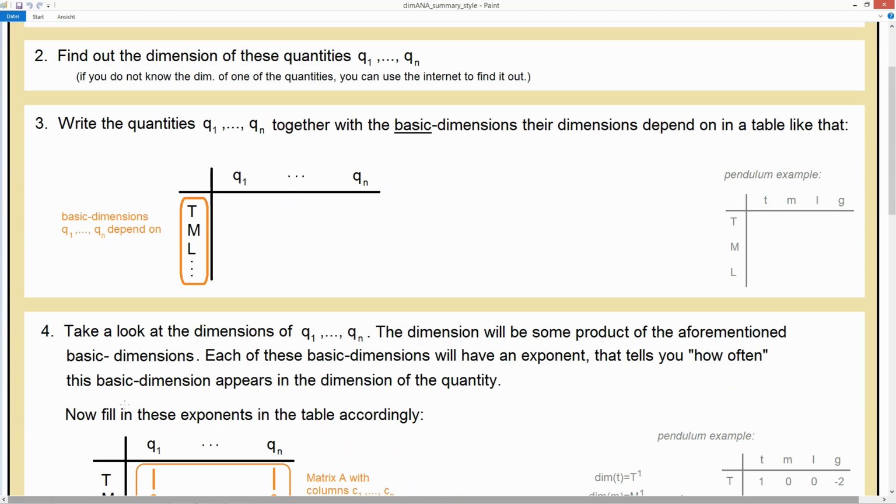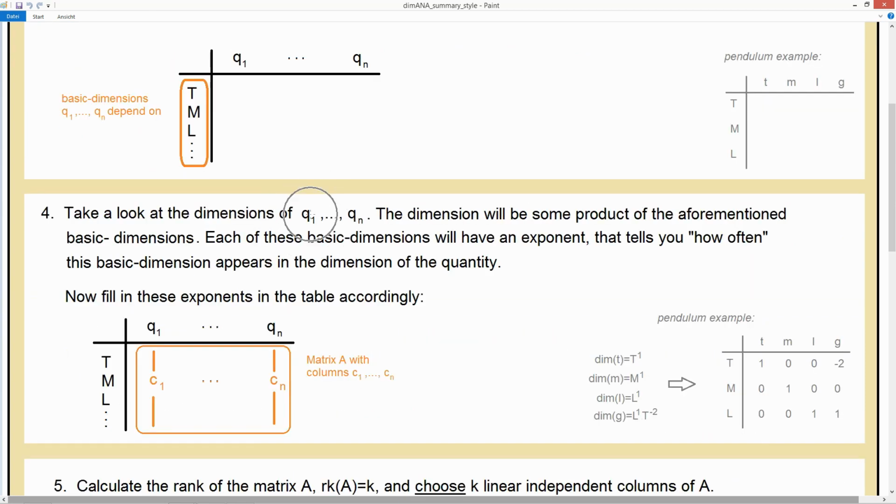In the fourth step, we take a closer look at the dimensions of Q1 to Qn. The dimension of these quantities will be some product of the aforementioned basic dimensions. Each of these basic dimensions will have an exponent that tells you how often this basic dimension appears in the dimension of the quantity. Now we fill in these exponents in the table accordingly. What we get is a matrix A with columns C1 to Cn.